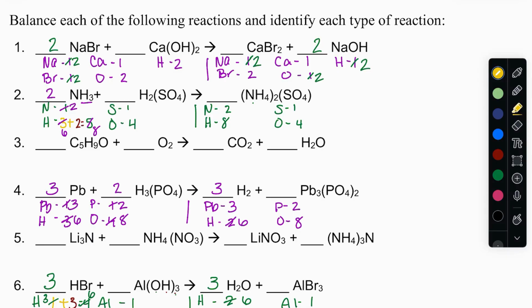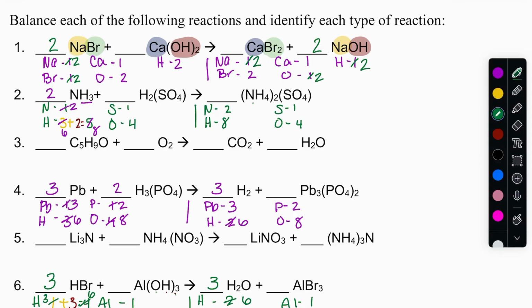So I think it's helpful to kind of color code the things that go together. So I have a sodium here and a sodium here. I have a bromine here and a bromine here. I have a calcium here and a calcium here. And I have a hydrogen and oxygen bonded there and there.